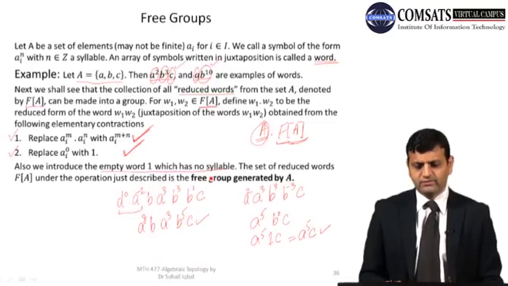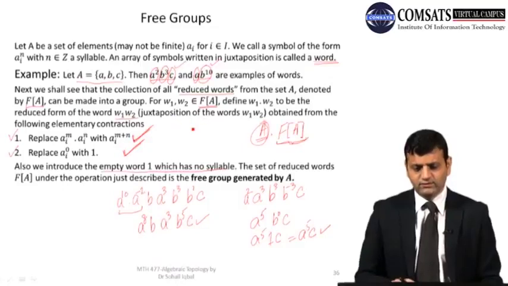So what is going to be the binary operation? The binary operation of this collection of reduced words is just word juxtaposition. So for example, if I need to multiply this word with this word, then I just write them down next to one another.